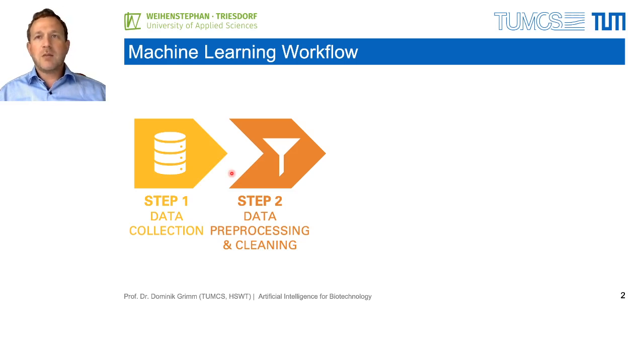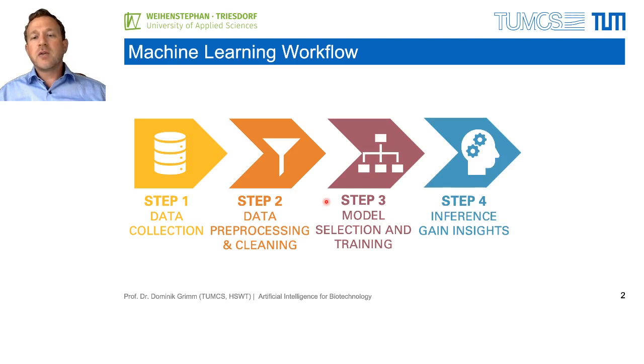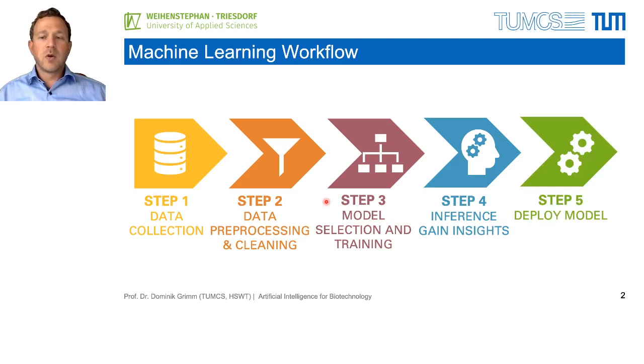The third step in a machine learning workflow is then the model selection and the model training. So here we do more or less all the magic. So here we train machine learning models, we select the best performing model, and we evaluate the models. After this step, usually there is a fourth step. In the fourth step, we usually try to gain insights from the machine learning model. We like to do inference. We like to make predictions about the future and learn something from the data. And in the fifth step, we usually deploy the model so that it can be used in real-world applications.